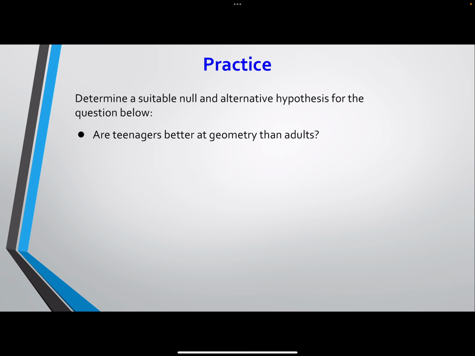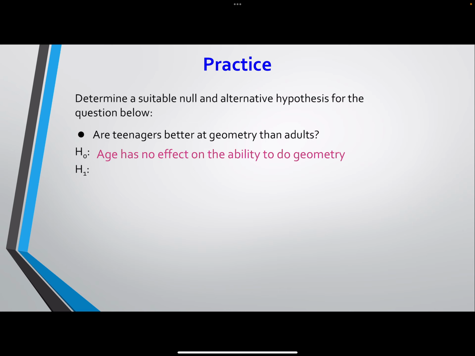So we're going to go ahead and start off with some practice on the hypotheses. You want to be able to determine a suitable null and alternative hypothesis for the question below. Are teenagers better at geometry than adults? So what would your null hypothesis be? Remember, your null hypothesis is a baseline. It's going to be something you want to try to disprove or reject, so you could draw a meaningful conclusion to your other hypotheses.